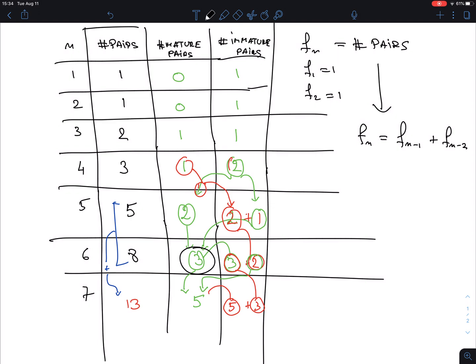Now, I'm not proving this, I agree. That we can do by induction. So if we would prove that this is exactly the formula, we would use induction. But I don't want to do this now. I just want to show you how recursive relations can be modeled to counting problems.